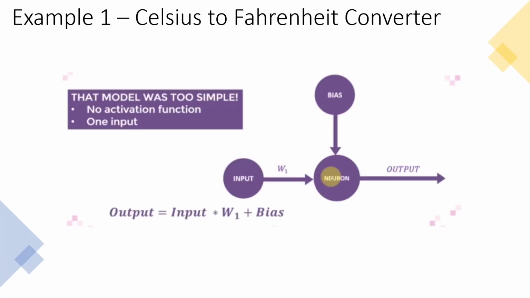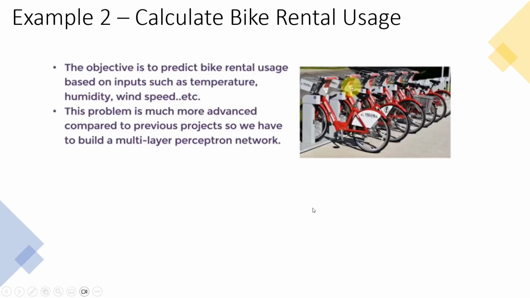So this is the neural network we created. As I said, it's the simplest ever neural network. It has one bias, one input, one weight, one output. And the output is basically input times the weight plus the bias. It can't get any simpler than this.